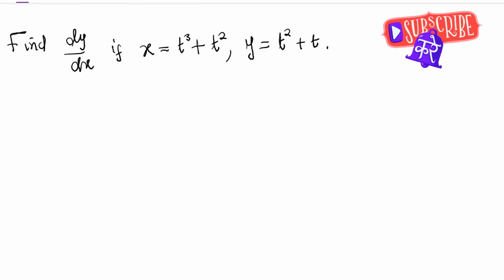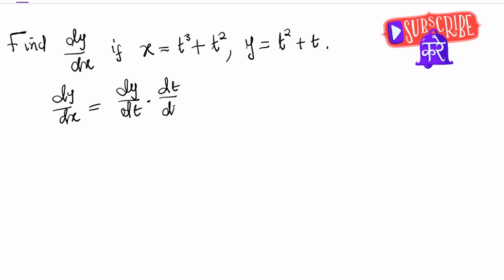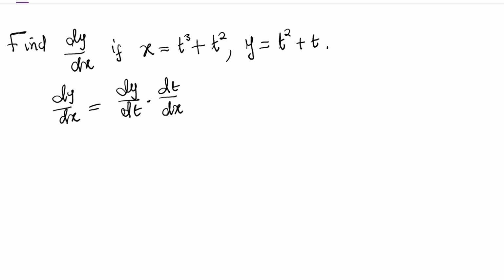Next, we are looking for dy dx given that x is t to the power 3 plus t to the power 2 and y is t squared plus t. So this is called parametric differentiation because we have different parameters. So we want dy dx, which will be given by dy, which we are going to differentiate with respect to t, multiplied by dt with respect to x, which is just the reciprocal of dx dt.